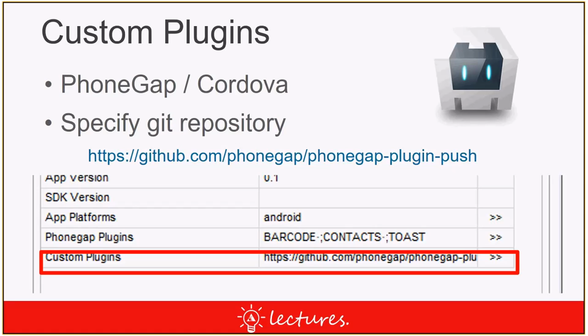The plugins can be PhoneGap or Cordova plugins, which are one and the same, but when you're Googling or searching for them, you can search for either name and you'll find potentially different sets of plugins available to you.